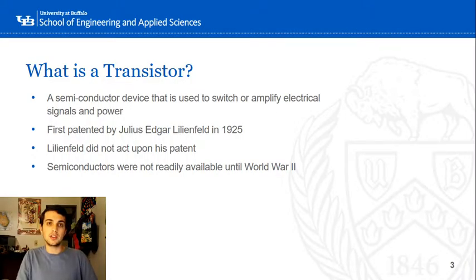So what is a transistor? Well, a transistor is a semiconductor device that is used to switch or amplify electrical signals and power. It was first patented by Julius Edgar Lilienfeld in 1925. Though Lilienfeld was the first person to patent this invention, he did not write any research papers about it, nor did he actually make the device, because semiconductors were not readily available until World War II, and because of this, his invention fell by the wayside.